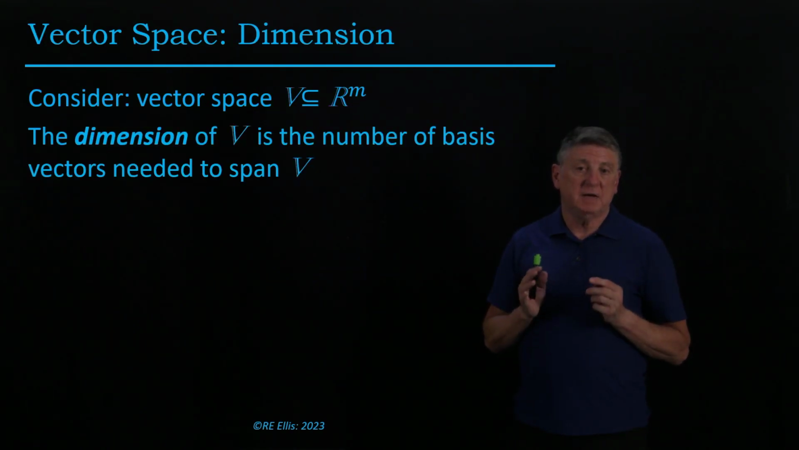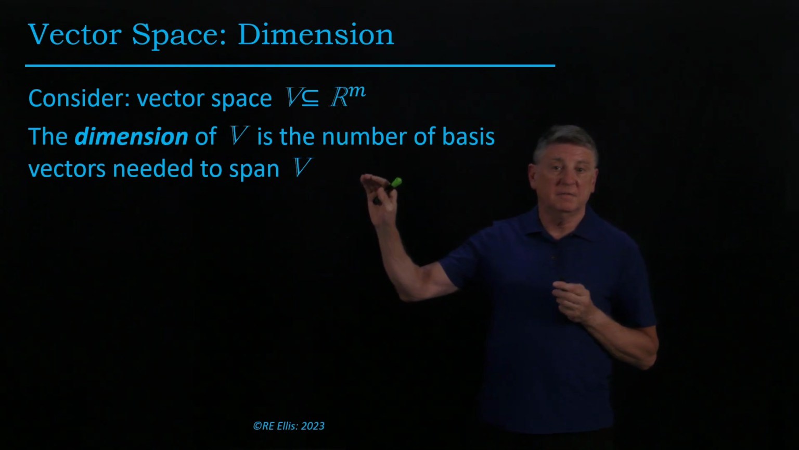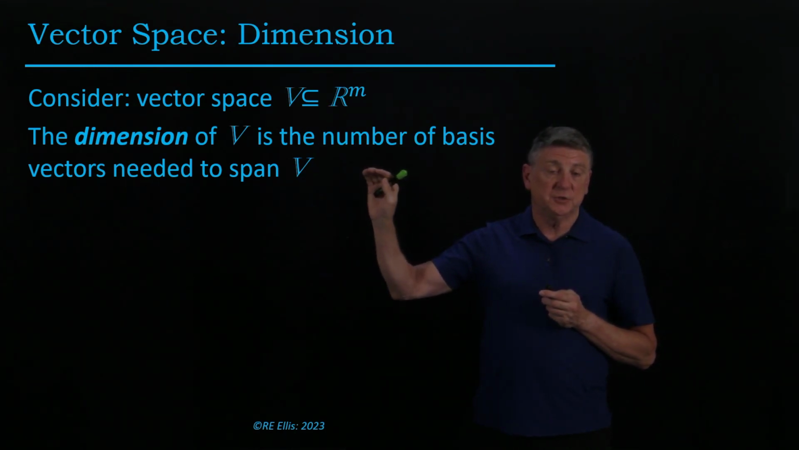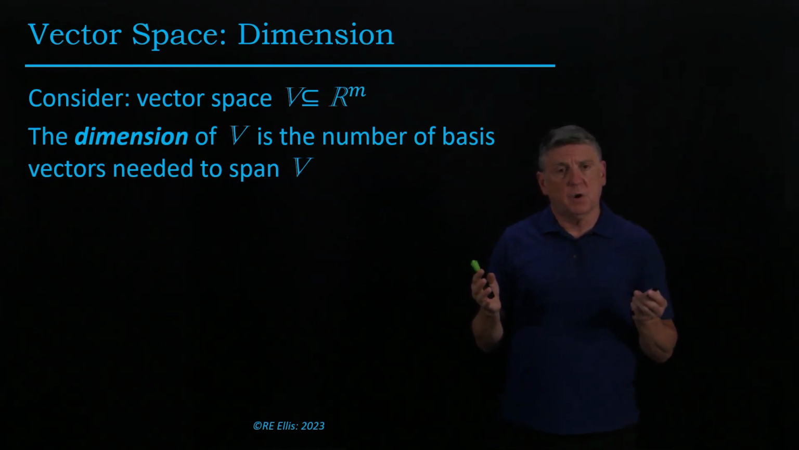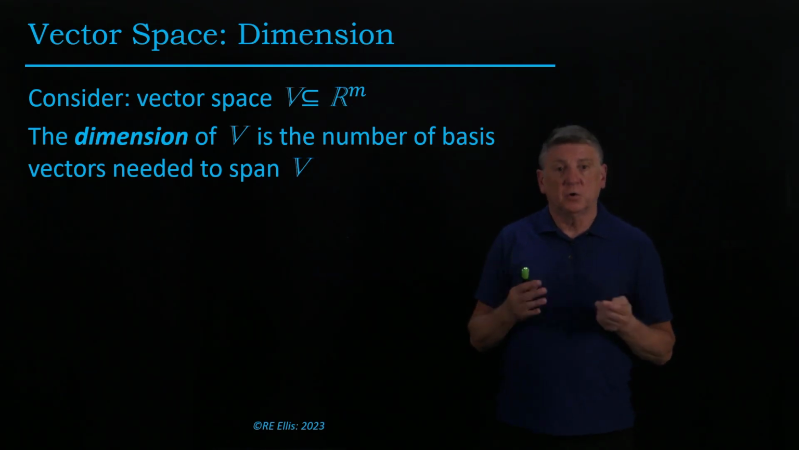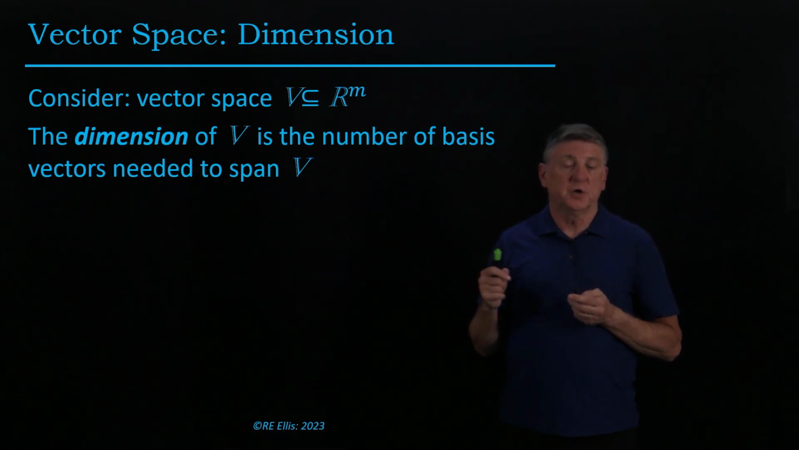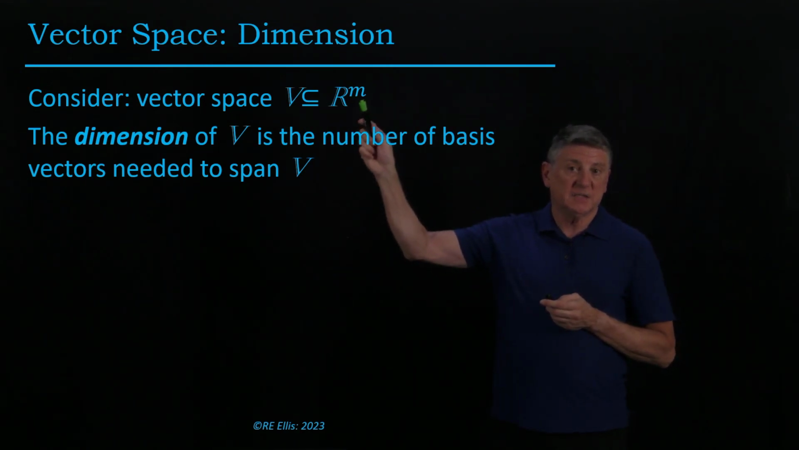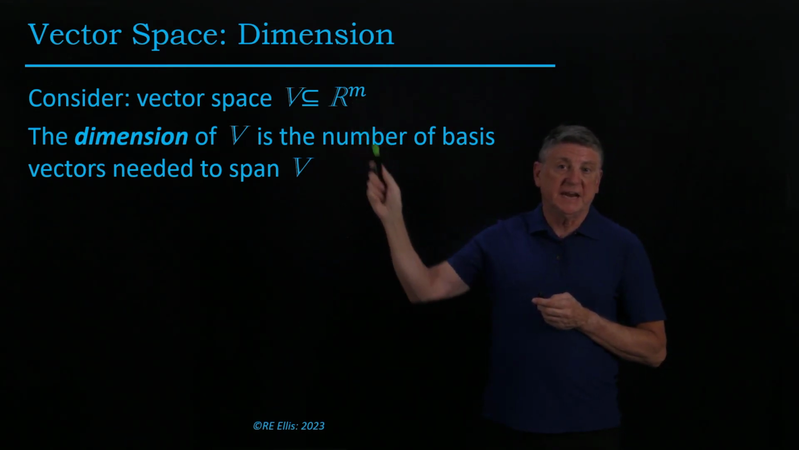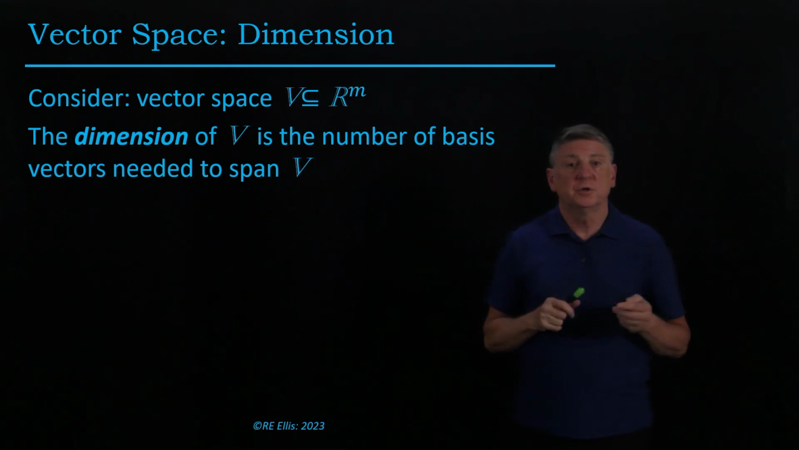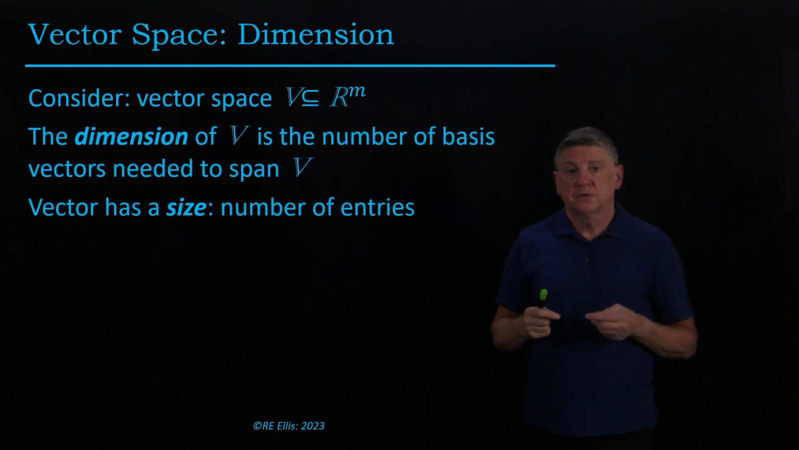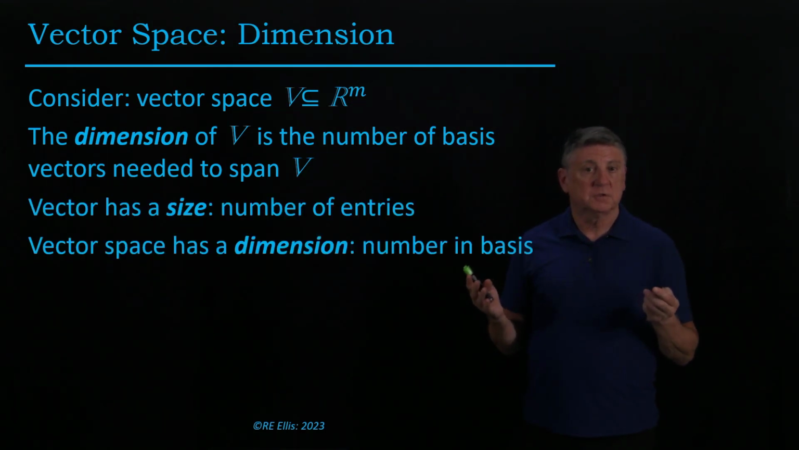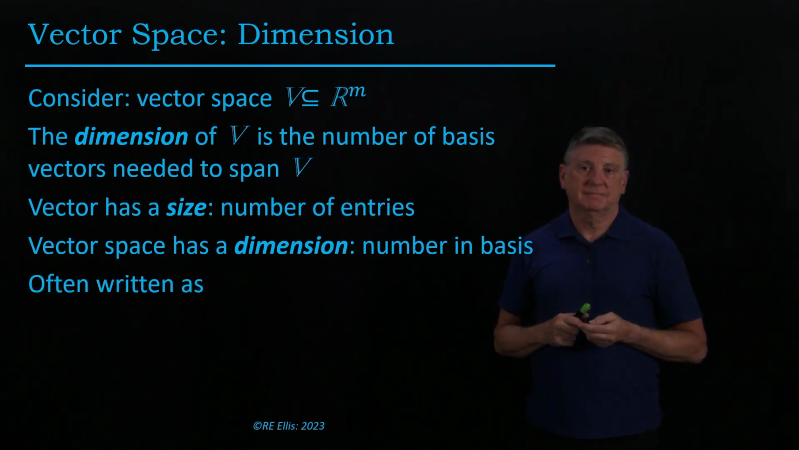The dimension of a vector space is the number of basis vectors you need to span it. Some authors, or presenters, will use the word dimension to also refer to vectors. We prefer to say that the size of a vector is the number of entries in it, and the dimension refers to a vector space. So vectors have size, space has dimensions.